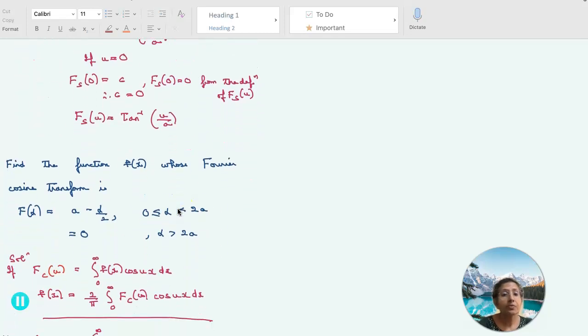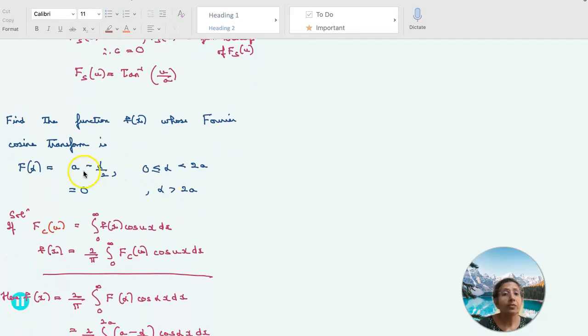Coming to the next question, for the function f(x), where the Fourier cosine transform is F(alpha) equal to a minus alpha by 2, where alpha lies between 0 and 2a, equal to 0 when alpha greater than 2a, find f(x). So we again use the fact that the Fourier cosine transform of f, if it is integral 0 to infinity f(x) cos ux dx, then f(x) becomes 2 by pi integral 0 to infinity Fc(u) cos ux du. This is the inverse Fourier cosine transform, as we had seen in the earlier class.